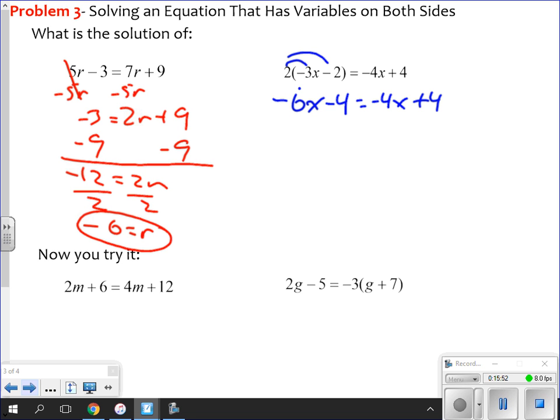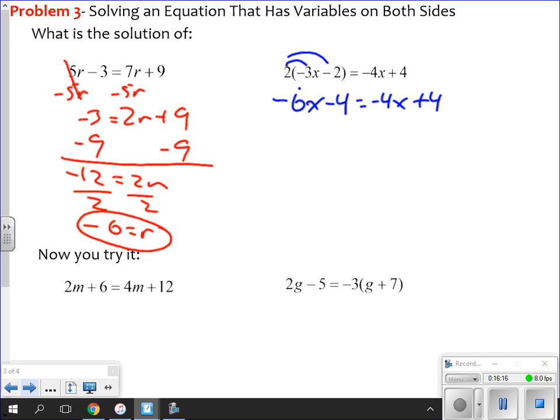Now I have the same type of problem I just got done doing. I want to get the variables all on one side. What's smaller, negative 6 or negative 4? Negative 6 is smaller than negative 4. So to get rid of negative 6, what's the opposite of subtracting 6?